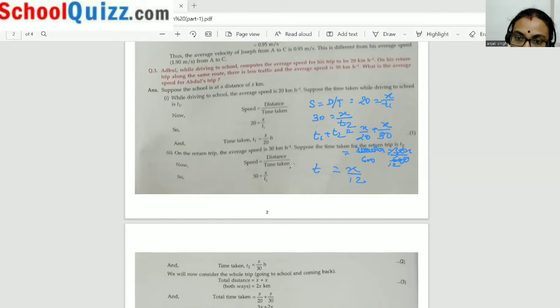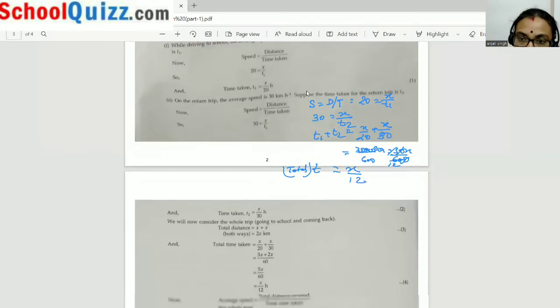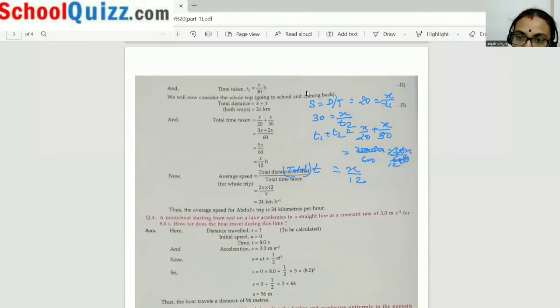So this is the total time. Clear? Now you can see I took it as the same. This will be x upon 12. You can see this will be x by 12 hours.